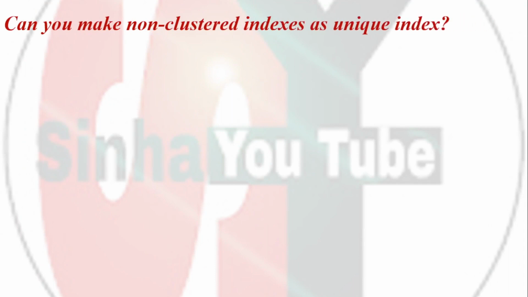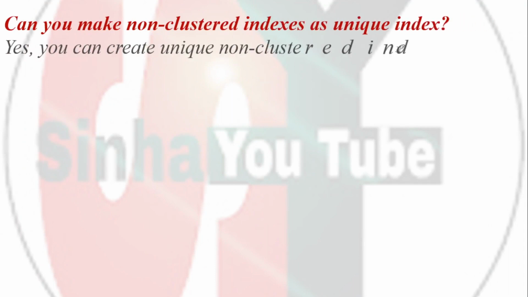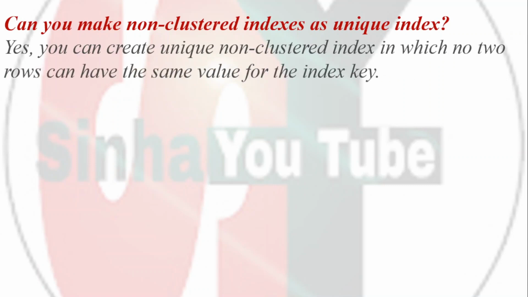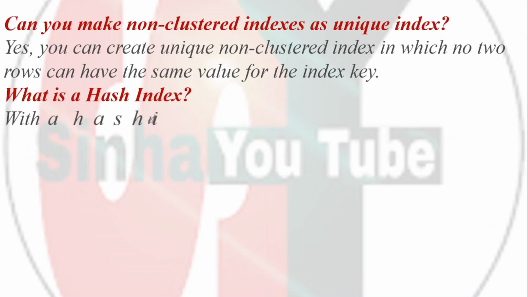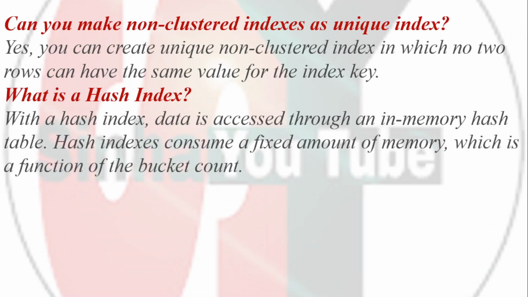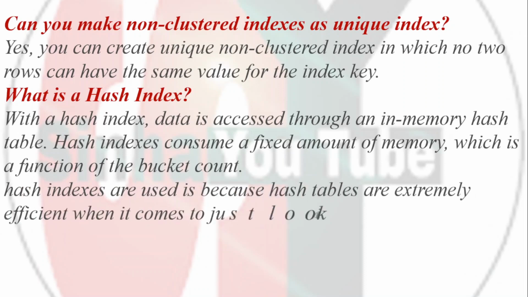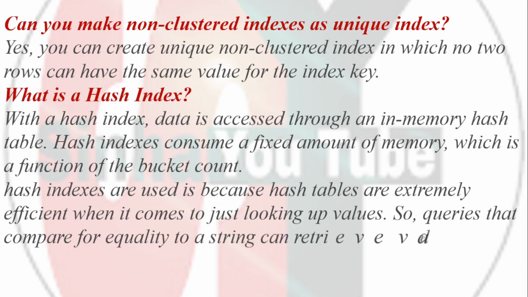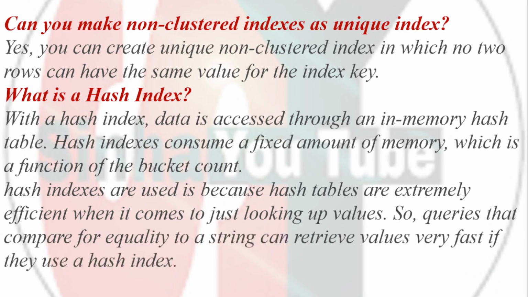Question. Can you make non-clustered indexes a unique index? Answer. Yes, you can create a unique non-clustered index in which no two rows can have the same value for the index key. Question. What is a hash index? Answer. With a hash index, data is accessed through an in-memory hash table. Hash indexes consume a fixed amount of memory, which is a function of the bucket count. Hash indexes are used because hash tables are extremely efficient when it comes to just looking up values. So, queries that compare for equality to a string can retrieve values very fast if they use a hash index.